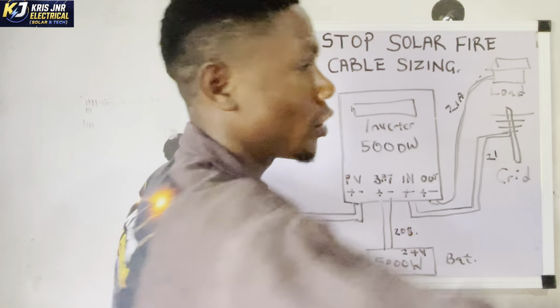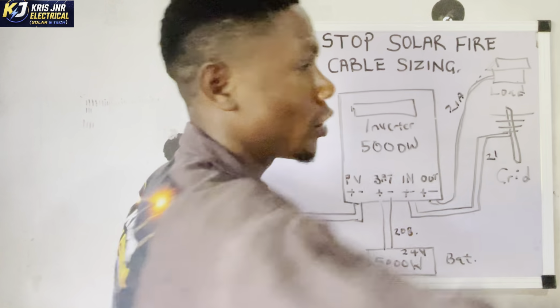If you are connecting, take note, the voltage, this is simple. I think you know this one already. The voltage will begin to increase. If the voltage here is 50 and you connect two panels in series, the voltage of this panel will add to this panel and become 100. Okay, so the voltage increases.